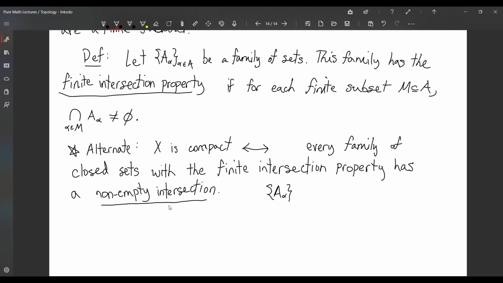I have to start with a topological space such that every family of closed sets with the finite intersection property has a non-empty intersection, and then I would show that that is compact. I would do that by considering an open covering and then using this property to construct a finite subcover.